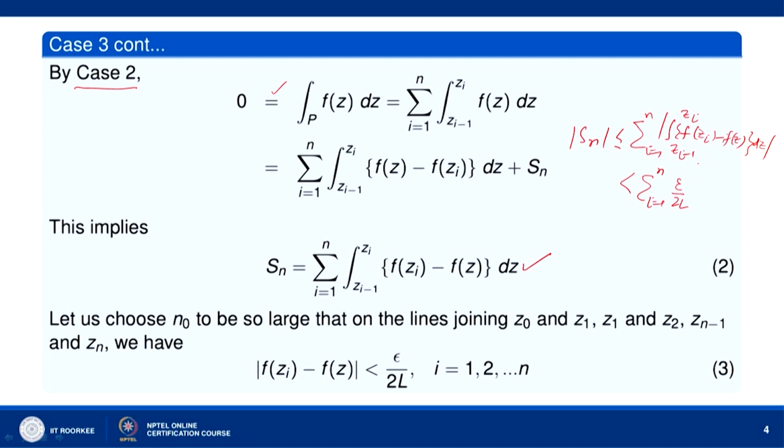length of the line joining zi to z(i-1). So, mod of zi minus z(i-1). Now, this is equal to epsilon by 2l sigma i equal to 1 to n mod of zi minus z(i-1).